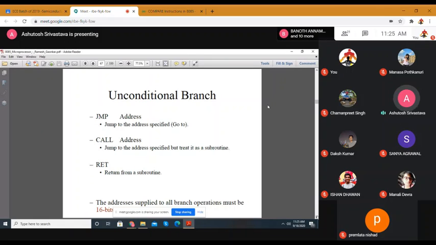So the address that one needs to tackle in all branch operation must be, of course, of 16-bit. So this 16-bit would have the lower order and the higher order. So here we may just use register pair H and L. Okay.